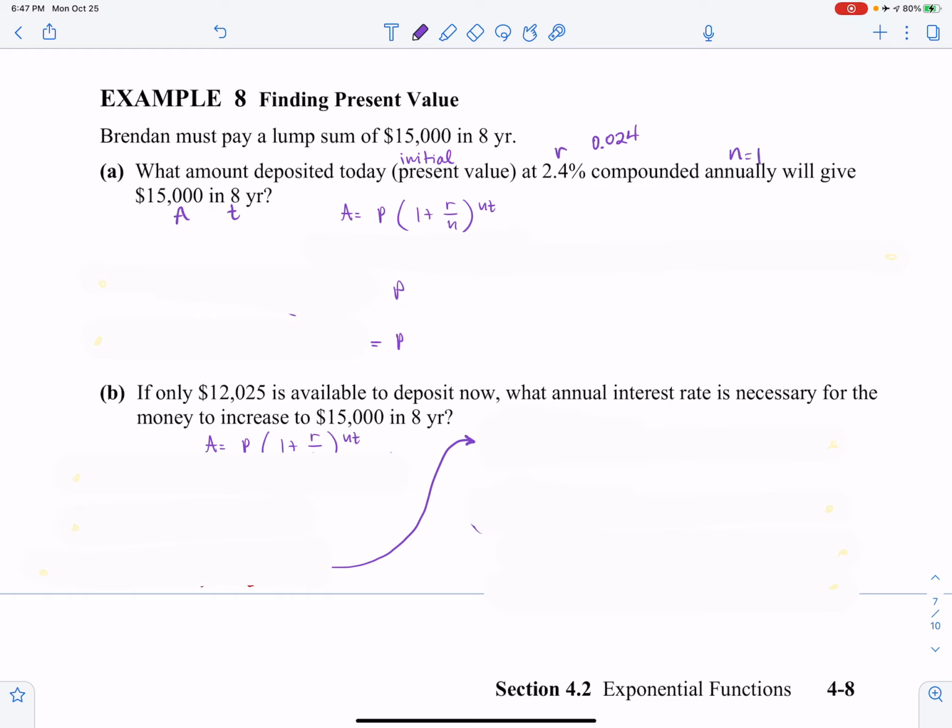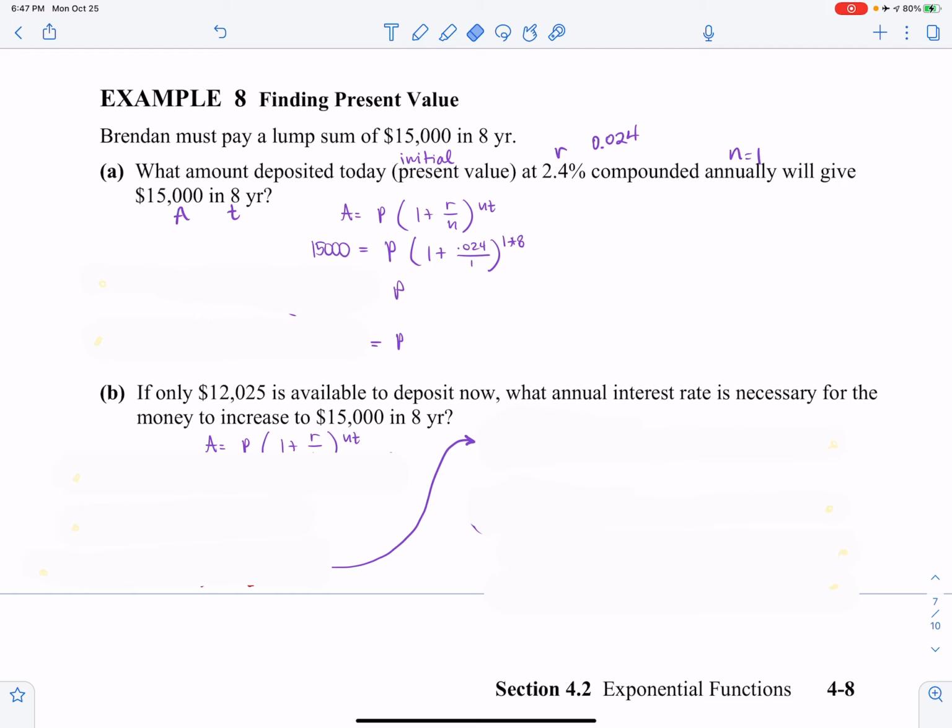And so what does he have to deposit today that's going to give him $15,000 in 8 years? So once again, you see that I've written my equation. Let's go fill in what we know. We want $15,000 in the future. So that's going to go in for my A value. And then our P value, we don't know because this is what we want to deposit today.